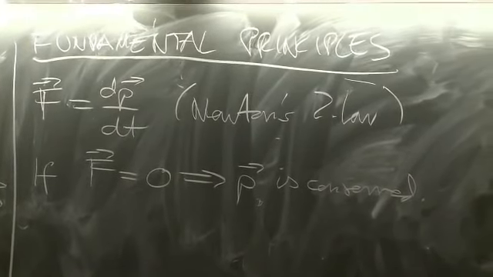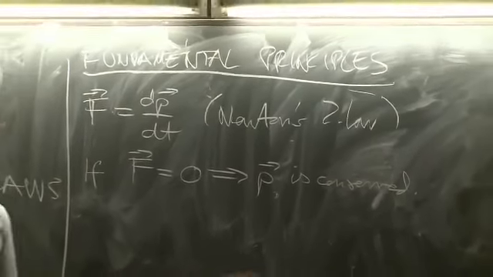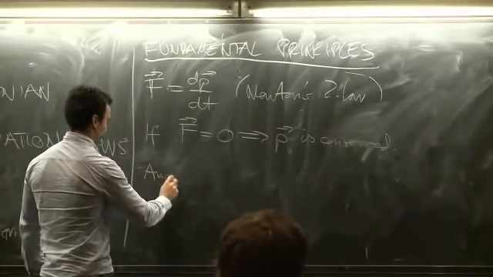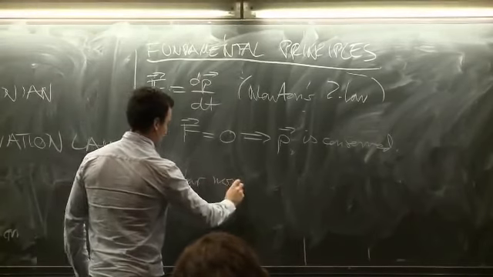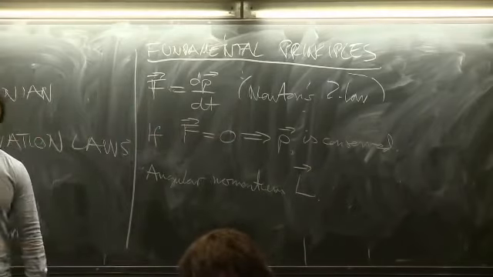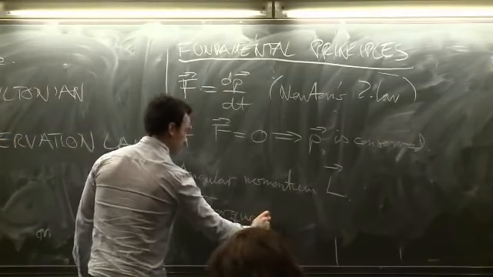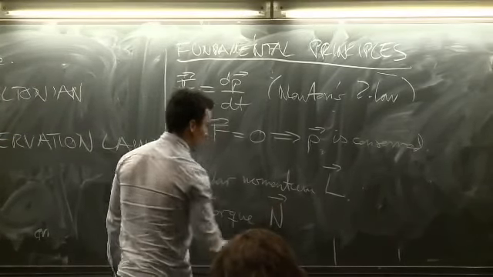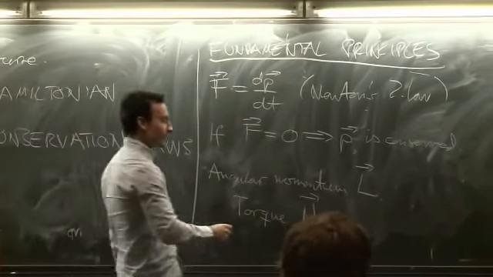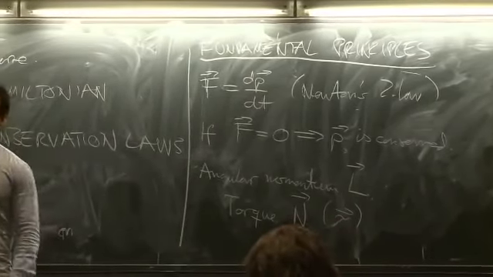Now, we can imagine that we have some kind of system where rotation is important. And in such a case, it's useful to introduce what is known as the angular momentum. And moreover, something called the torque. And I might change between using N and tau for this torque, just so you know.